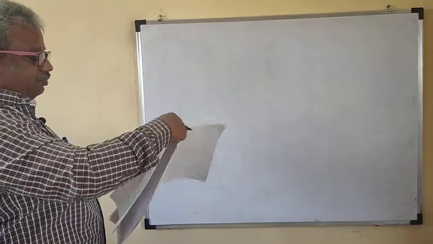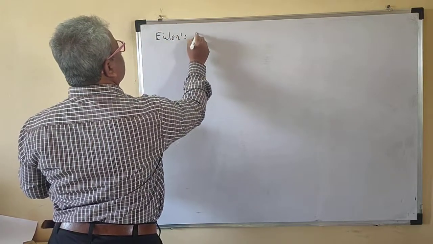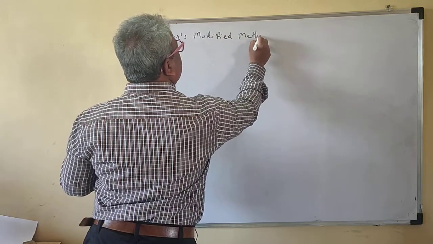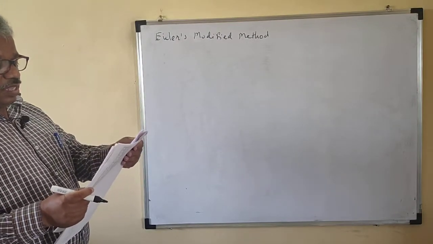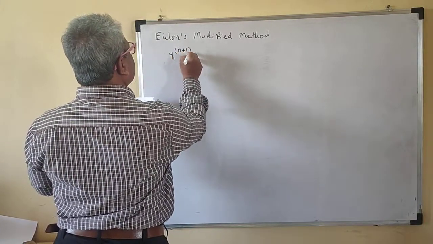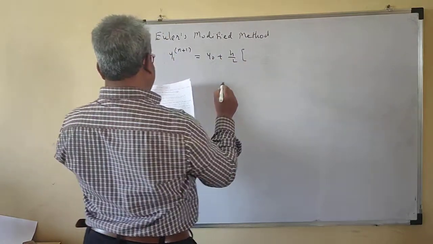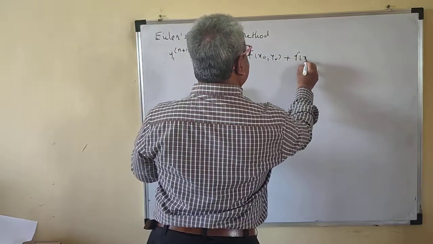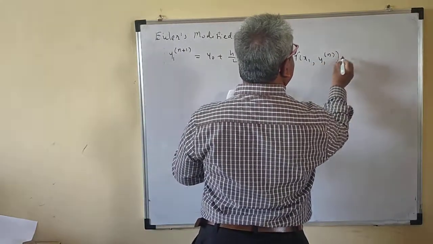Now the next method is Euler's modified method. This is superior to Euler's method. You only have to remember the formula for this one: y1 of n plus 1 is equal to y0 plus h by 2 times f of x naught, y naught plus f of x1, y1 of n.